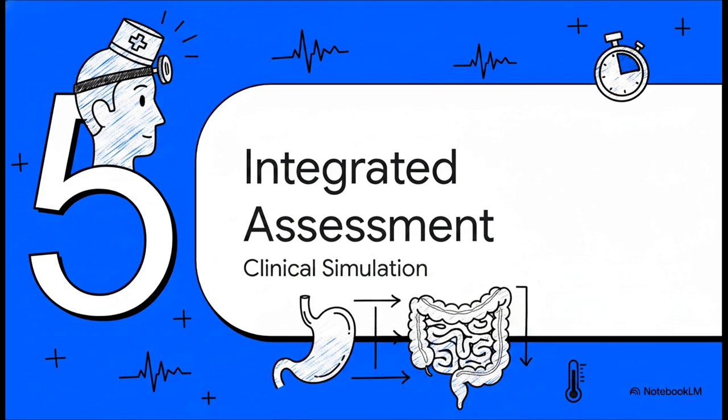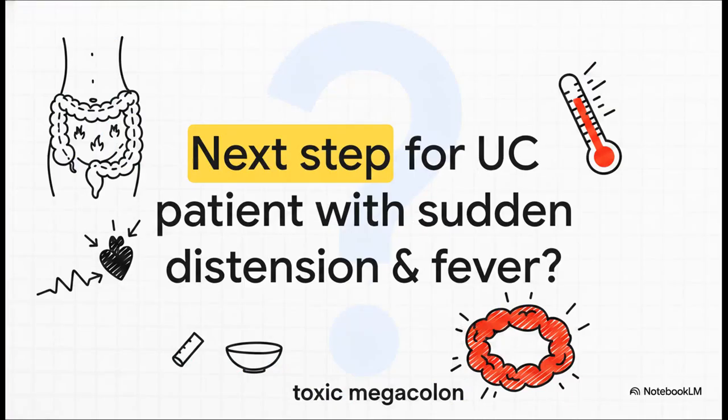Let's pull this all together. Let's break down this third-order vignette. We've got a 28-year-old male with a known history of ulcerative colitis. He's spiking a fever of 103 degrees, his heart rate is 128 beats per minute, and critically, he has acute abdominal distension with a sudden shift from his typical bloody diarrhea to absolutely no bowel movements at all. So, what is the most appropriate next step in management?